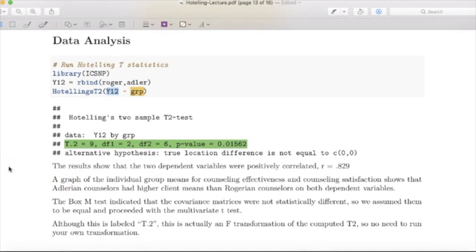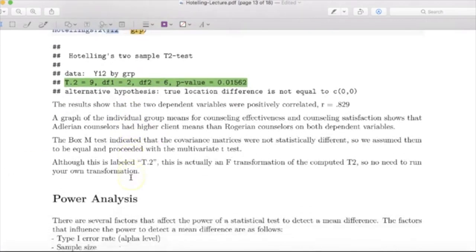We went ahead and calculated the correlations between the two dependent variables. They were pretty high. I went ahead and did two box plots for seeing the differences, and from those box plots we could see that the Adler counselors had higher ratings. So just from looking at the data graphically, we knew that we were going to find significance. We also tested for normality, and we tested for variance-covariance. And then we went ahead and did the Hotelling's T-test.